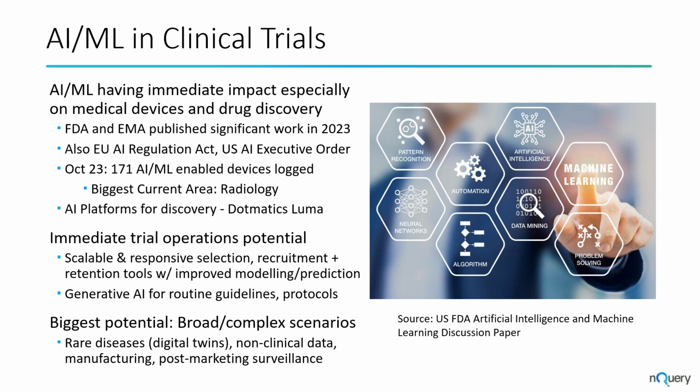So I think 171 AI ML enabled devices were logged by the FDA up to 2023. I think that was actually a slight reduction, but that's still a very significant number, and gives precedent that there's going to be significant changes here. I'd say the biggest area is not, say, medical devices, it's actually radiology. And so that indicates that screening in particular is one area where AI ML seems to make a lot of sense.